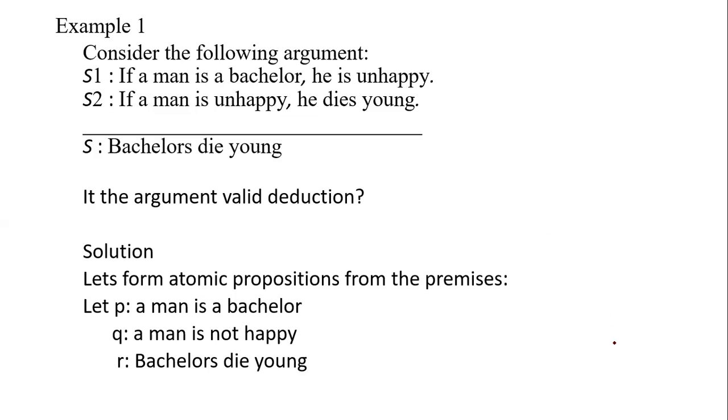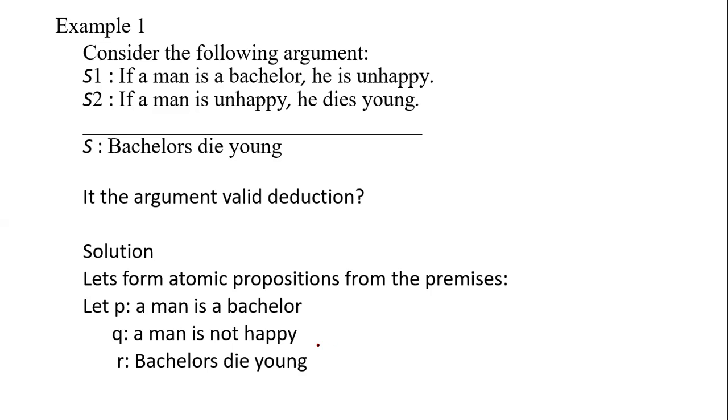Yeah, it's quite a dicey one. Now, S1 is: if a man is a bachelor, he is unhappy. S2: if a man is unhappy, he dies young. Therefore, conclusion: bachelors die young. Now, is this argument valid or not? Let's see if we can prove it.